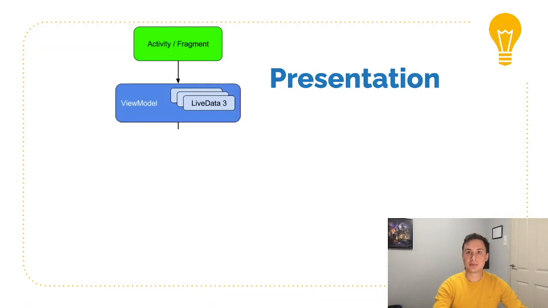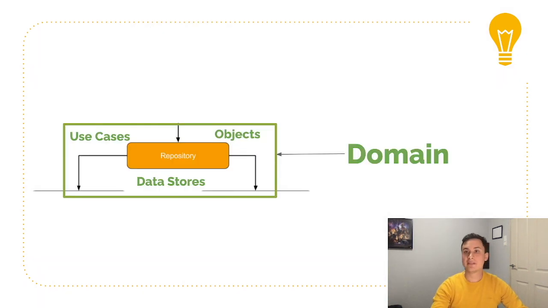So in the presentation layer is where you're going to put basically everything that you're using to display data to the user. So activity, fragment, views, adapters, view model, literally everything that you're using to display colors and UI to the user. And then we have the domain.